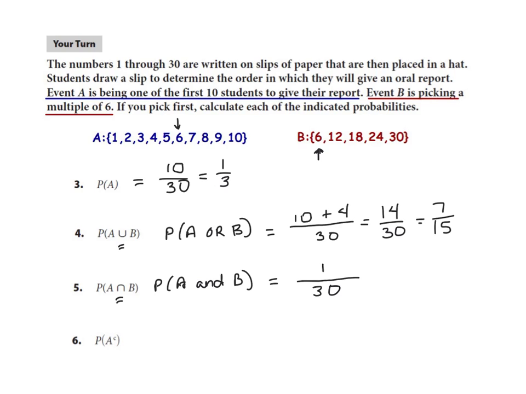And the last one, this is the complement of A. So that means the probability of not A. So what's the probability of choosing a number that is not in set A? And I'm going to let you give me your answer for that one. All right, there are 20 numbers from 1 to 30 that are not in A. So that would be 20 over 30. Another way you could figure that out would be 1 minus the probability of A, which is 10 over 30. Of course, that simplifies to 2/3.